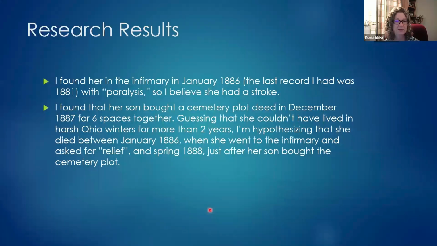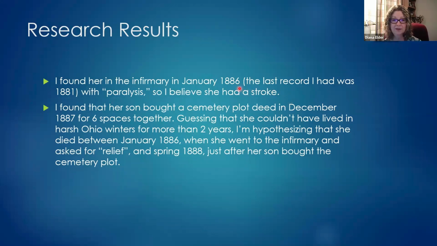Let's take a look at what was found. So a positive was that I found her in the infirmary in January 1886. And the last record I had was 1881. This is when she came down with typhoid. And in this case, she had paralysis. So I believe she had a stroke. So we have something a little sooner than our hypothesis thought.